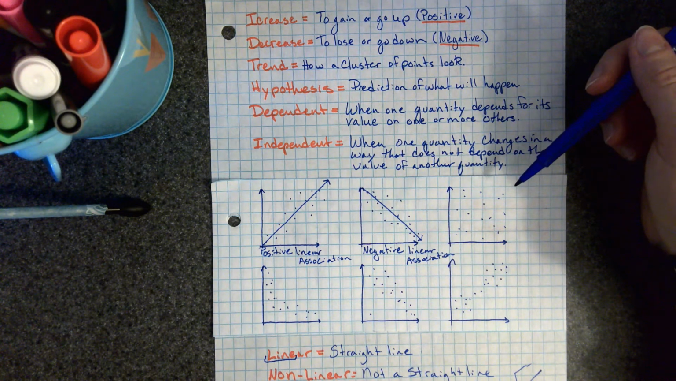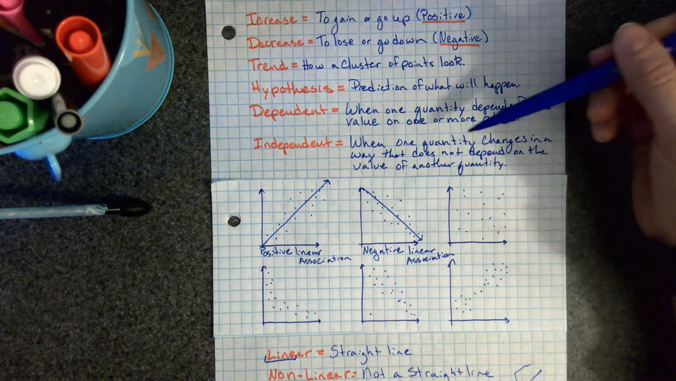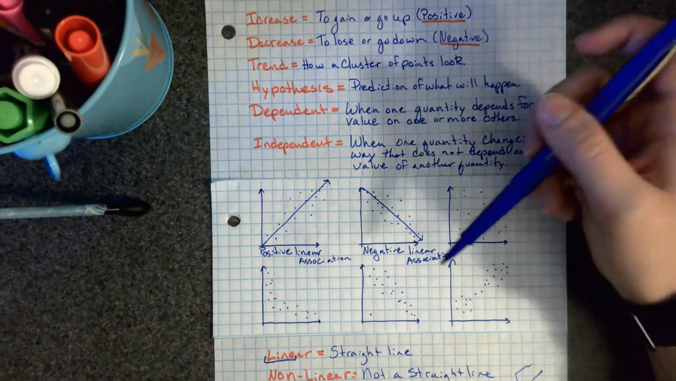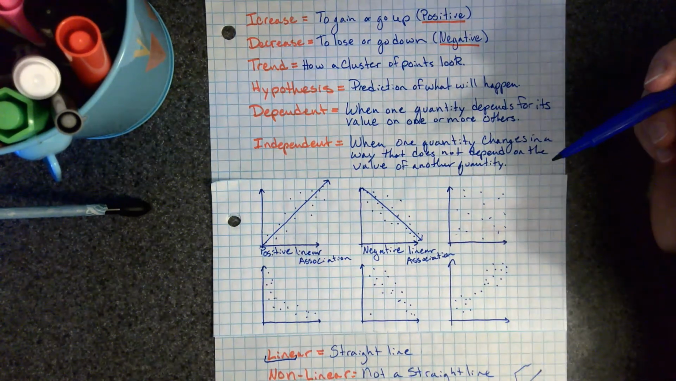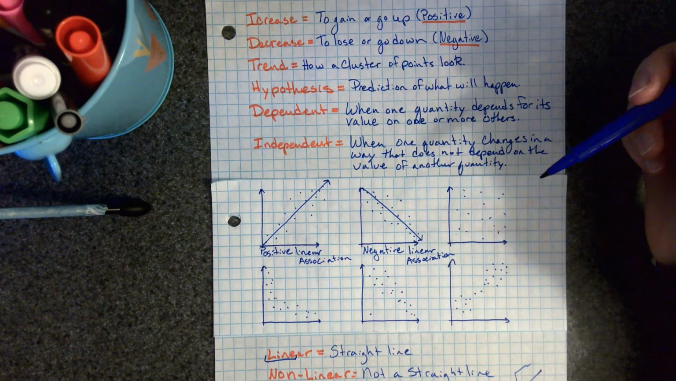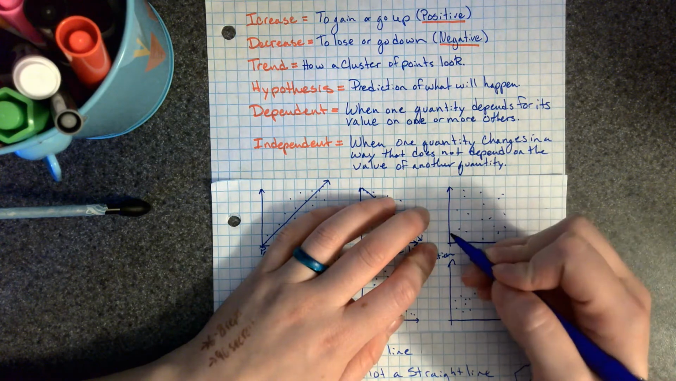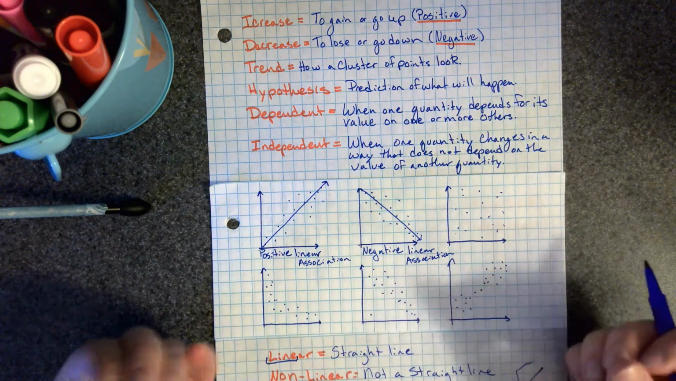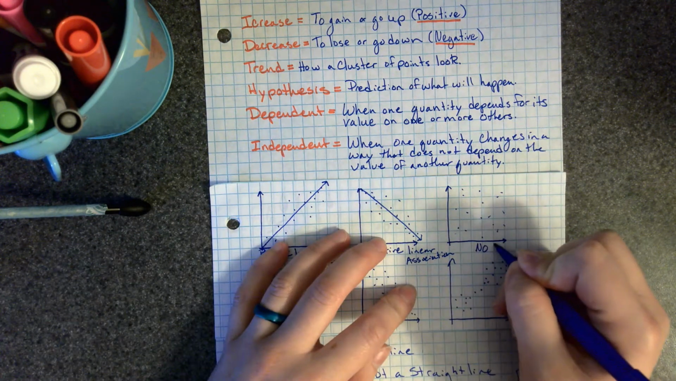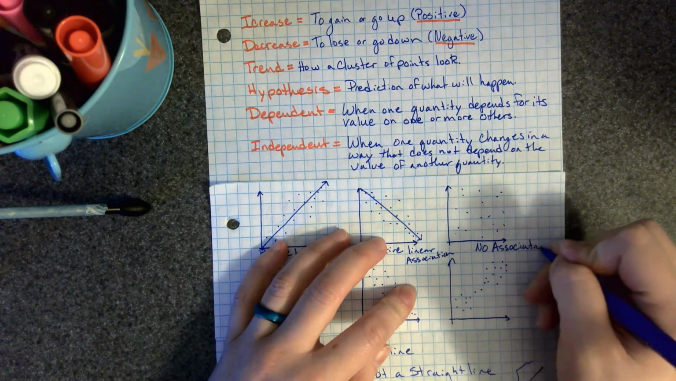Now, you may have stared at that question for quite some time and been like, I don't see one. That's because there isn't one, right? These dots are not going up, they're not going down, they're just kind of existing all over the graph in random places. This is a graph that we call no association, right? I could draw a line through it, making it linear, but I could also draw a nice curve. I could draw a loop-de-loop if I wanted. They're not following any specific trend, so this has no association.